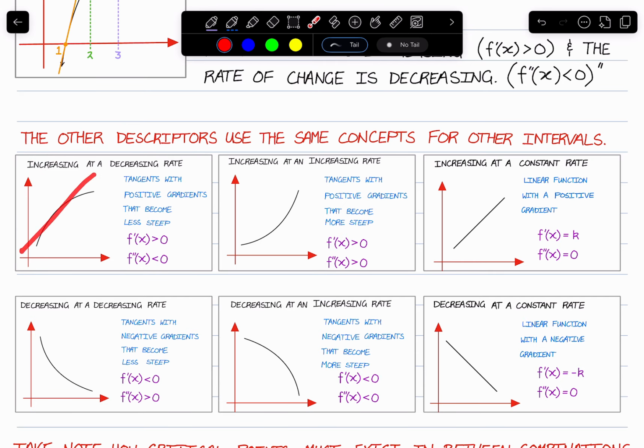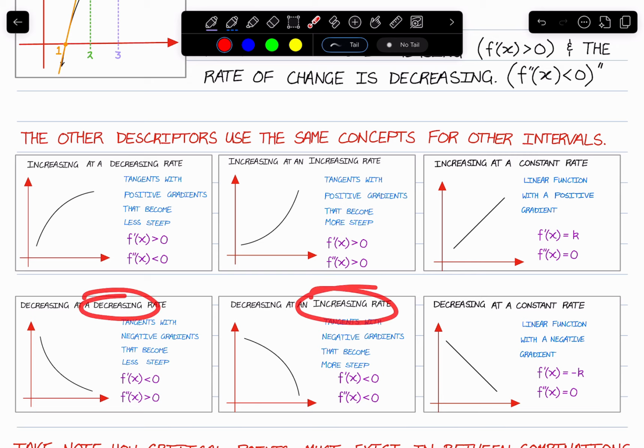It is increasing at a decreasing rate, so the tangents are getting more flat, or getting closer to becoming flat. This one is increasing at an increasing rate because the tangents being drawn are getting steeper. And this one would be increasing at a constant rate. This is really just a linear function where the gradient is some constant k.